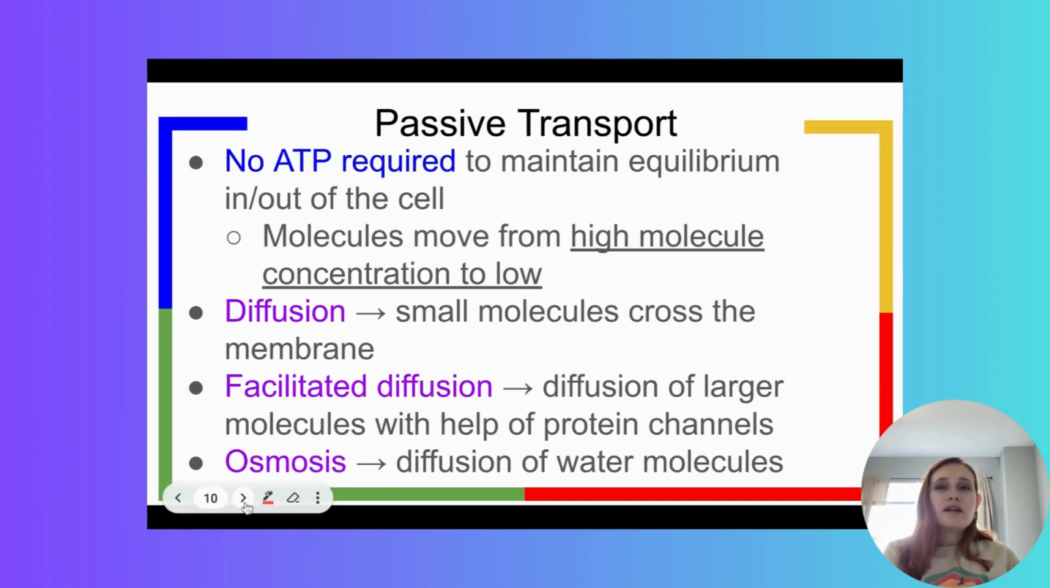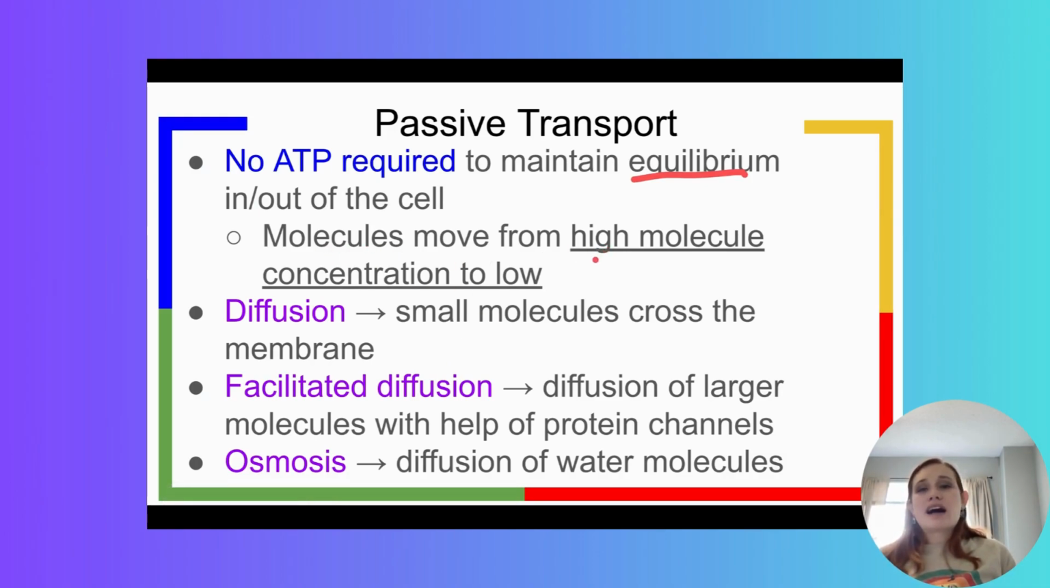So kind of wrapping all this up together, passive transport, no energy is required at all, and we're trying to maintain equilibrium. So passive transport is all about that equilibrium. We want the same amount of molecules in and outside the cell. Molecules are going to move from an area of high concentration of molecules to an area of low. So again, we're trying to have the same number of molecules in and out of the cell.